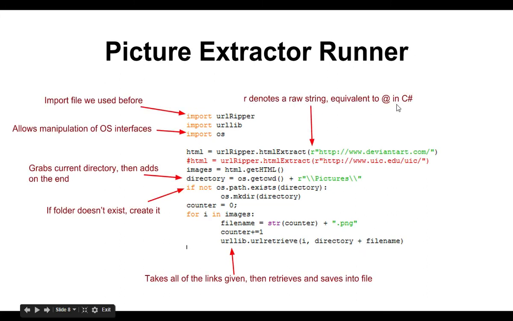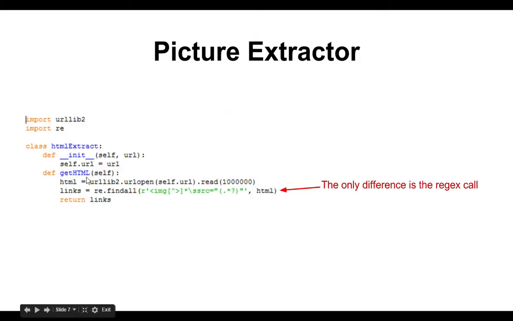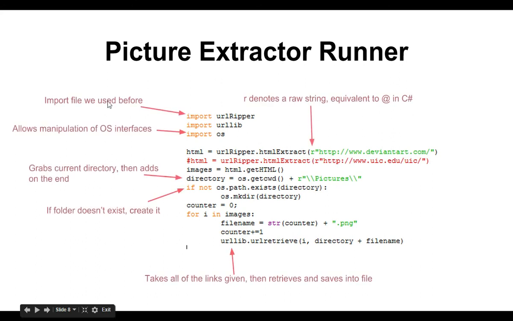R denotes a raw string, equivalent to the at sign in C#. This is the import file of this full file. So then this imports the URL ripper. This import os allows the manipulation of OS interfaces, so you can do stuff with folders. You can make folders. You can look through your files, etc. So then it grabs the current directory right here and then puts pictures at the end. And then if it doesn't exist, it creates the directory for us.